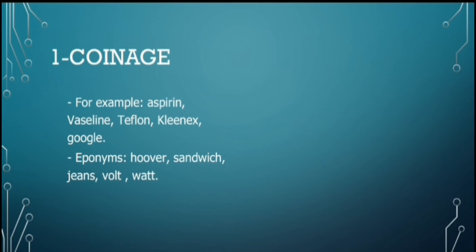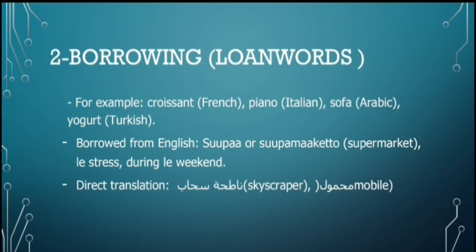Let's move to borrowing. So what is borrowing? Borrowing is when a word from one language is adopted or adapted for use in another, which explains why they are called borrowings, or also known as loan words, such as, for example, croissant, which is French, piano, which is Italian, sofa, which is Arabic, yogurt, which is Turkish.